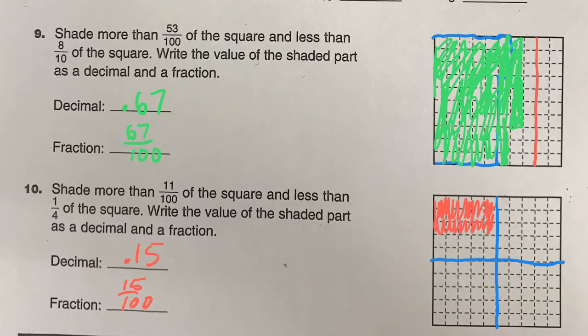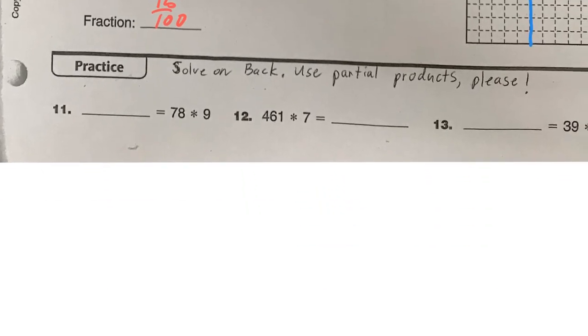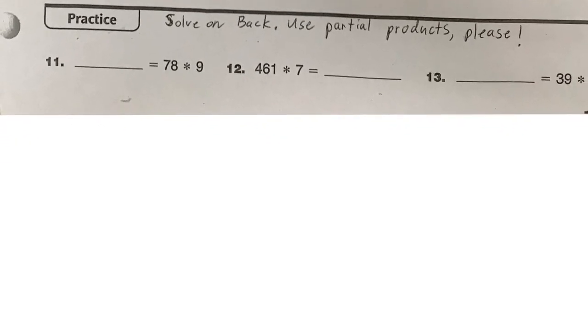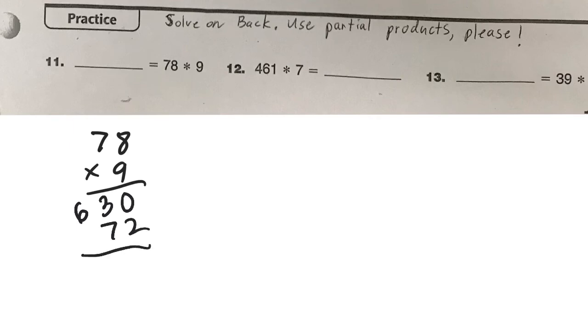And finally, we've got some multiplication practice. And I would like you, if you're in my class, to do partial products. It has been a while since we did this, so let's review quickly. I will do 9 times 70 first, although you can go the other way if you'd like to. And that gives me 630, then 9 times 8, and then I add those together for my final answer.